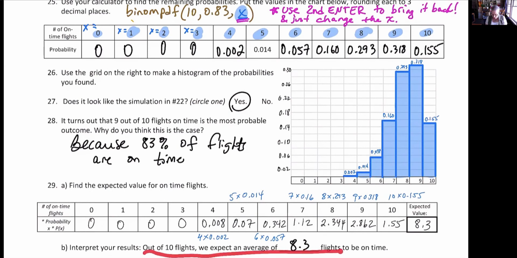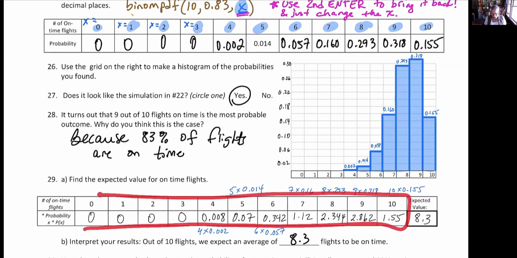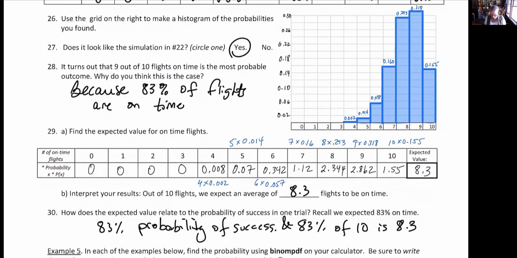Out of our 10 flights, we expect an average of 8.3 flights to be on time, and that makes sense because 83% of our flights are going to be on time, and if we have 10 of them, 83% of 10 is 8.3. So when we have a binomial distribution, it turns out that we don't have to do all these steps anymore. With a binomial distribution, we just take the probability times however many there are, and that's going to be our expected value. So it's not a coincidence that we got 8.3. That's something that we're going to touch on in more detail in lesson 13.